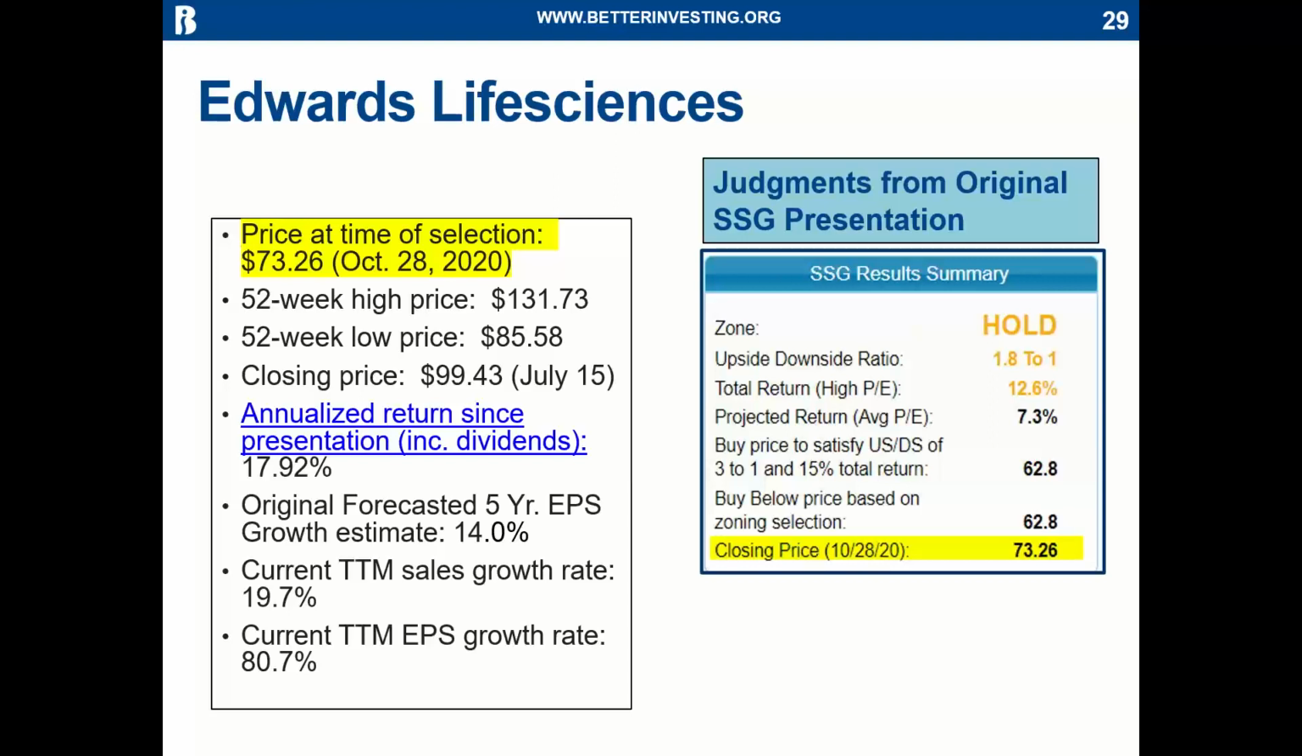So that's a little bit more accurate than what you would see in, say, the Medifast stuff. My original forecast for 5-year earnings estimate when I looked at it was 14%. And the latest trailing 12 months, the last 4 quarters, the sales growth has been 19.7, and the trailing 12-month earnings is 80.7.